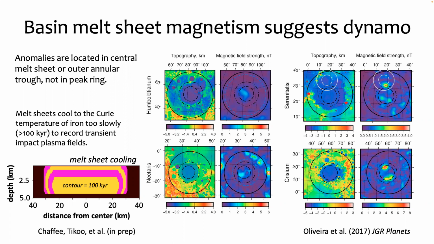So there's some evidence that at least, going into the Imbrian period, maybe up to about 3.7 billion years ago, lunar impact basins are magnetized. Not all of them, but many of them.